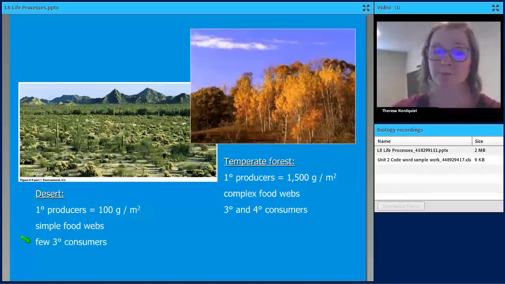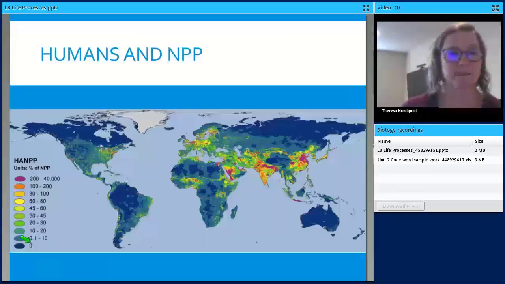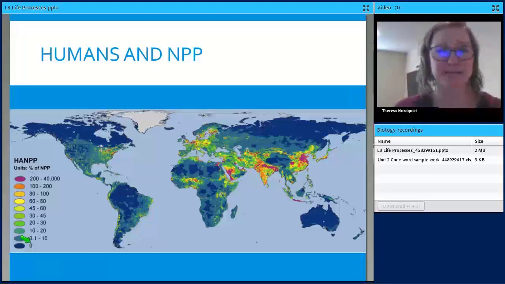Whereas in a desert, you have a more simple food web system and you have few tertiary consumers. Another way you can look at this is with the coyote. Coyotes live in both of these systems, and you can have more coyotes in a temperate forest, or they could live off a smaller area compared to the desert.